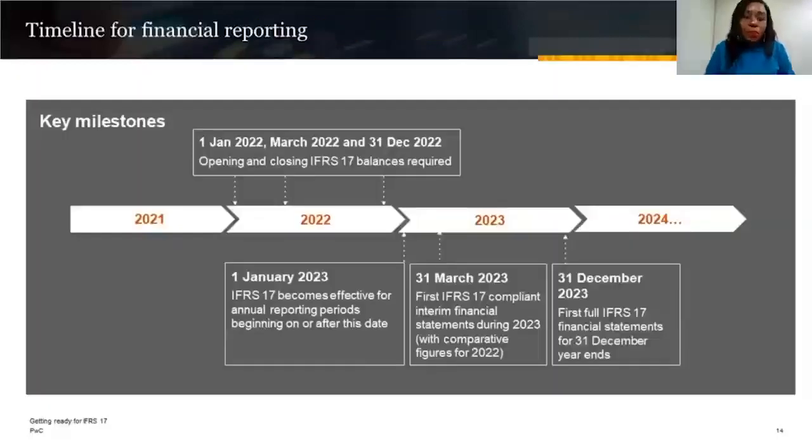So when it comes to the adoption timeline, like Mr. Baraneka mentioned earlier, it was revised this year by the IASB. So the standard is now effective for periods beginning 1st January 2023.